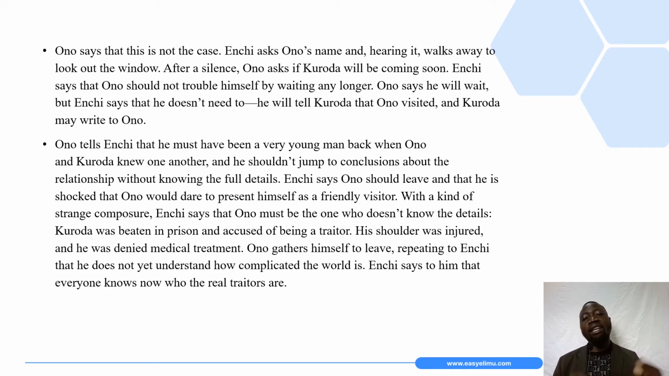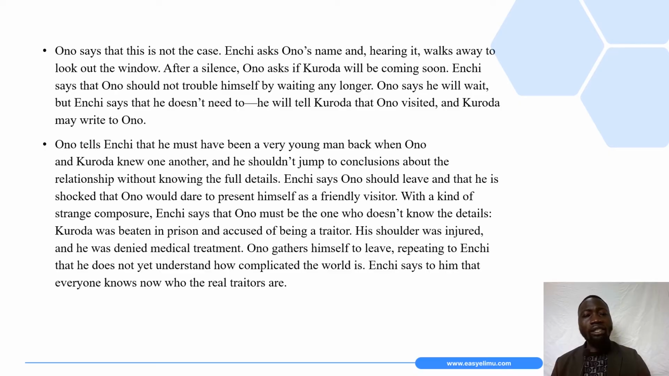So after silence, Ono asks if Kuroda will be coming soon, and Enchi responds by saying that Ono should not trouble himself by waiting any longer. But Ono is insistent, so he insists on waiting. But Enchi says that he doesn't need to. He will tell Kuroda that Ono visited, and Kuroda may write to Ono.